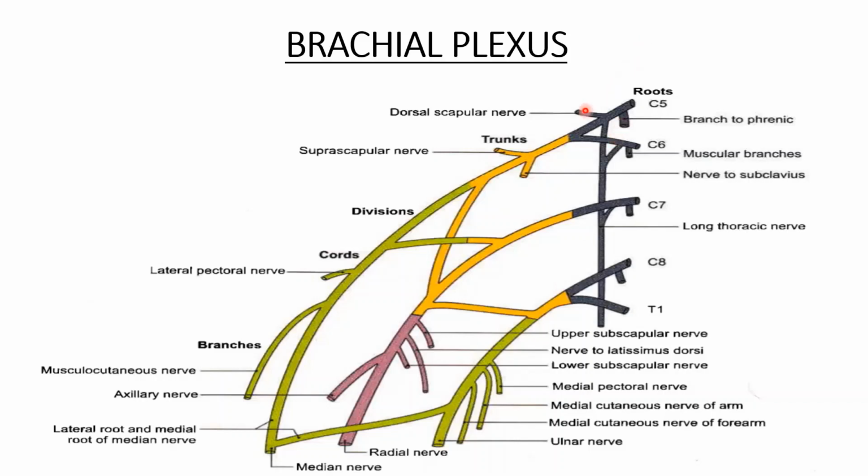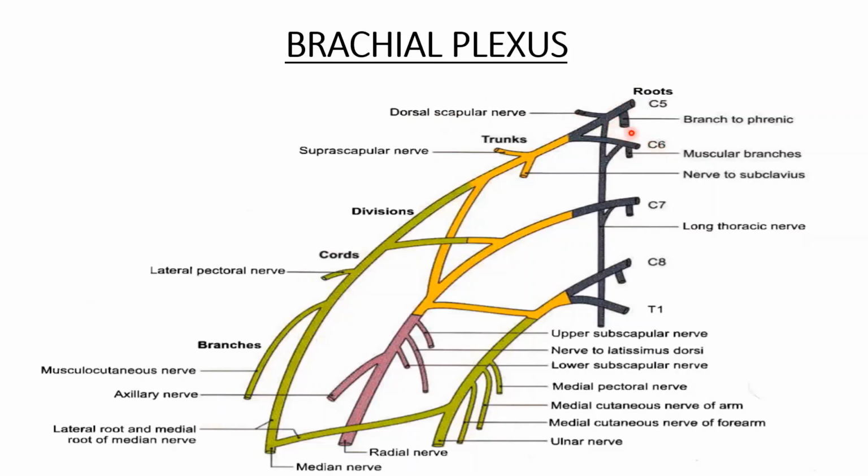Firstly, let's look at the branches which are given off by the roots of the brachial plexus. The major branch that is given off by the roots is the long thoracic nerve. The long thoracic nerve is formed by the root value C5, C6, and C7, and this nerve majorly supplies the muscle serratus anterior. The dorsal scapular nerve is given off by the root C5, and it supplies two muscles, that is rhomboid minor and rhomboid major.